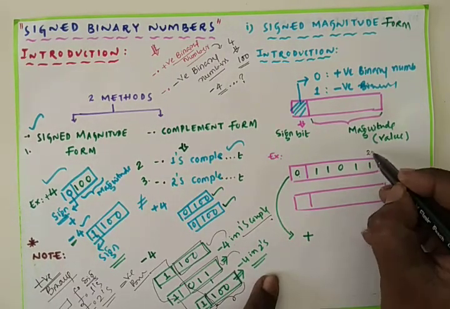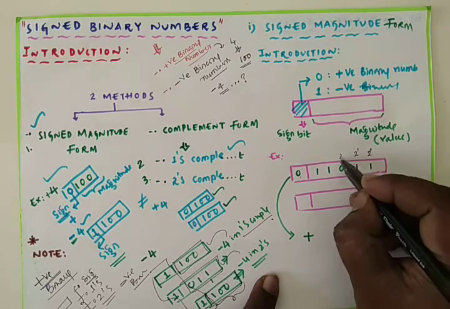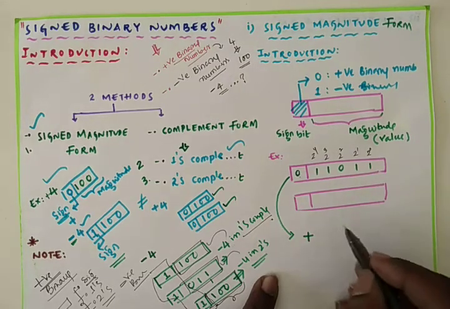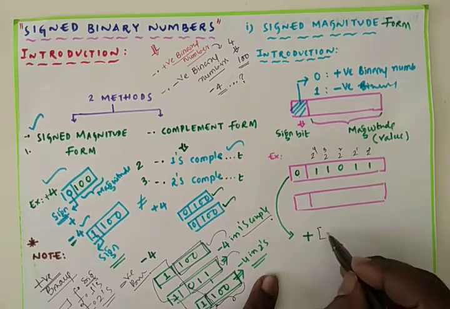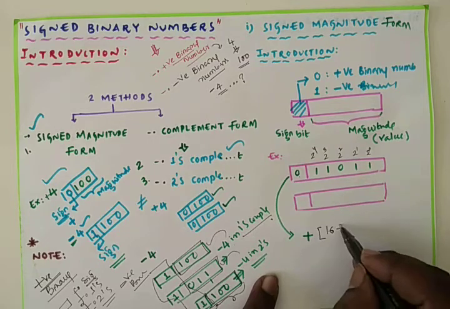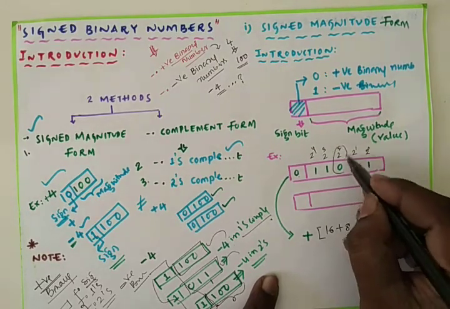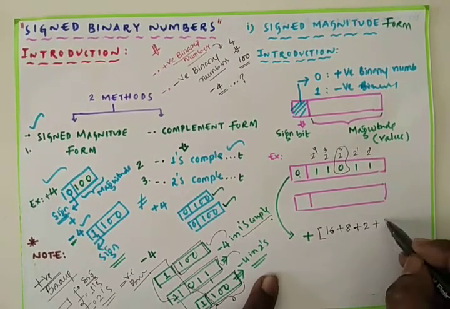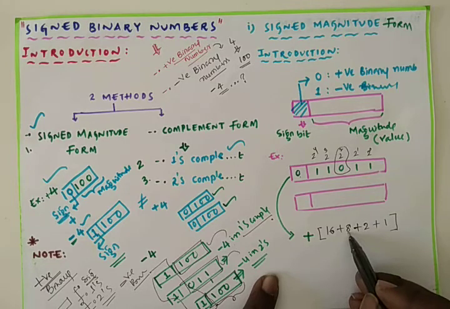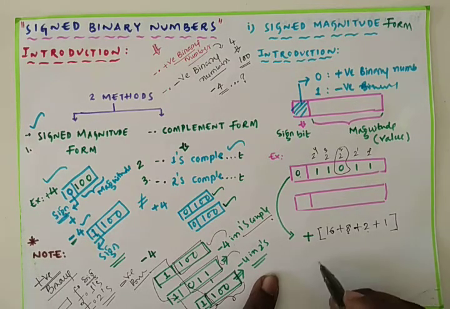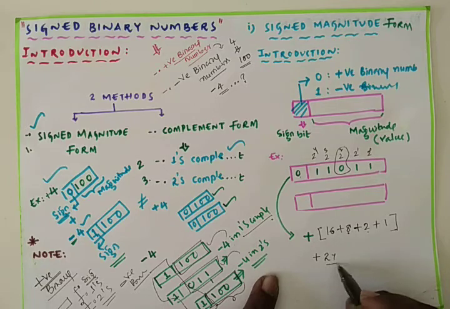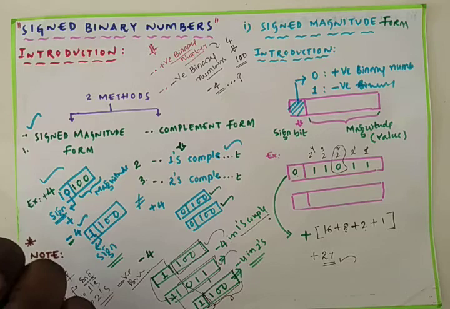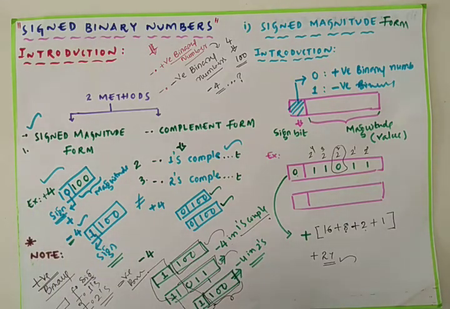It is 2 power of 0, 2 power of 1, 2 power of 2, 2 power of 3 and 2 power of 4. 2 power of 4 means 16, plus 2 power of 3 means 8, and 0 into 2 power of 2 is 0 only, plus 2 power of 1 means 2, and 2 power of 0 means 1. How much? 24, 26 and 27. The given number is plus 27. Then I am going with another example now.